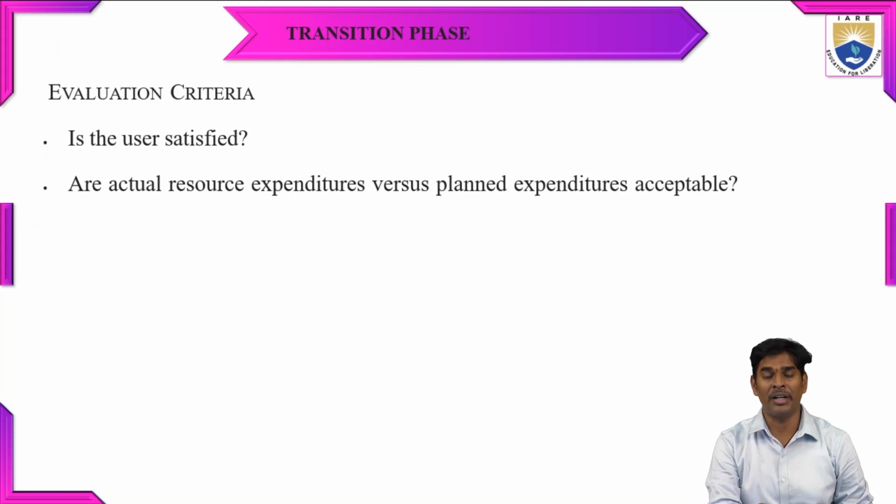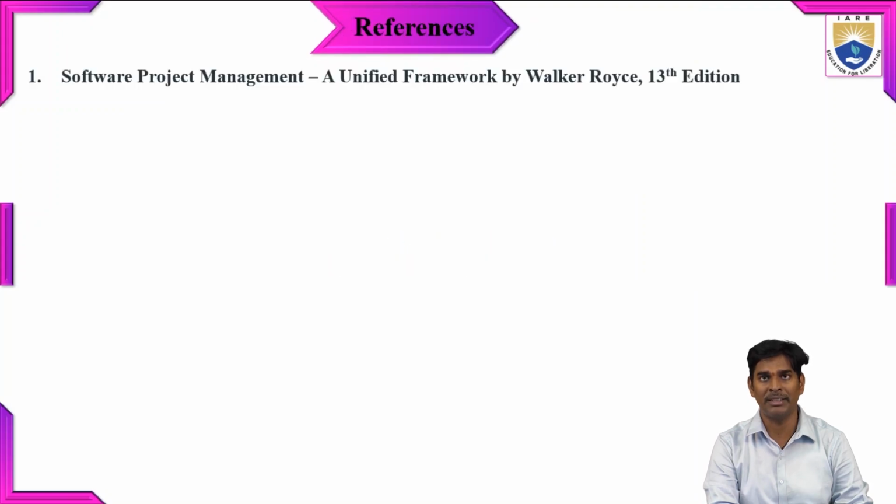Okay, so this evaluation criteria is very important in the transition phase, because in the transition phase they need to take the feedback of the users and the stakeholders, and check whether the organization has completed within the schedule and cost. If any expenditures are very high, they need to give brief information to the stakeholders, because they need to get acceptance from the stakeholders for clearing the amount. Okay, so these are the different types of phases, and these are the references.